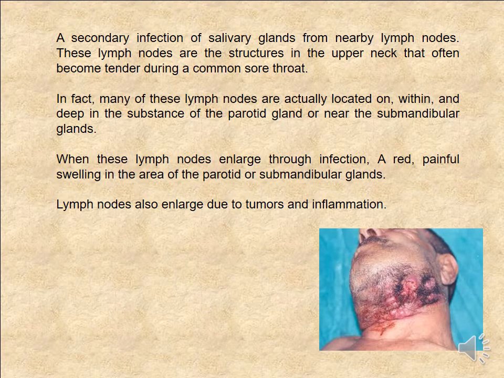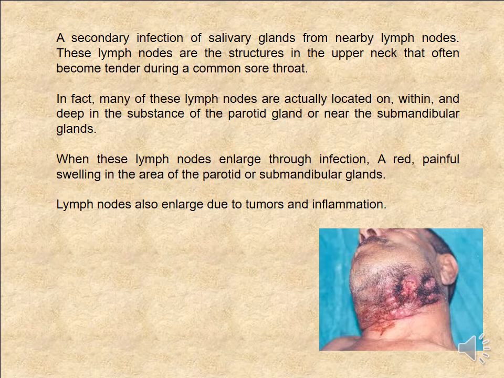The other infection is a secondary infection of the salivary gland from a nearby lymph node. These lymph nodes are structures in the upper neck that often become tender during a common sore throat. In fact, there are lymph nodes within the major salivary glands like the parotid gland and submandibular gland, so any infection of these nodes leads to infection of the gland.